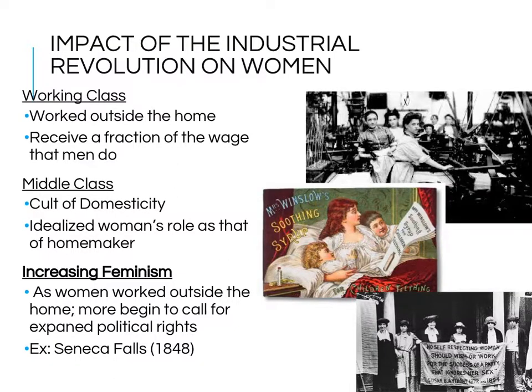Also during this time, by the late 1800s, there was increasing feminism. So feminism is the movement for women's rights. And as more women did work outside the home and took on more responsibilities, there began to be more of a call for expanded women's political rights, like voting. An example of this is the Seneca Falls Conference, which was basically the first women's conference in the world, which took place in 1848 in the United States. And even though women in the Western world did not get the right to vote until after World War I in the 20th century, the movements that eventually achieved that for women started during this time in the 1800s.